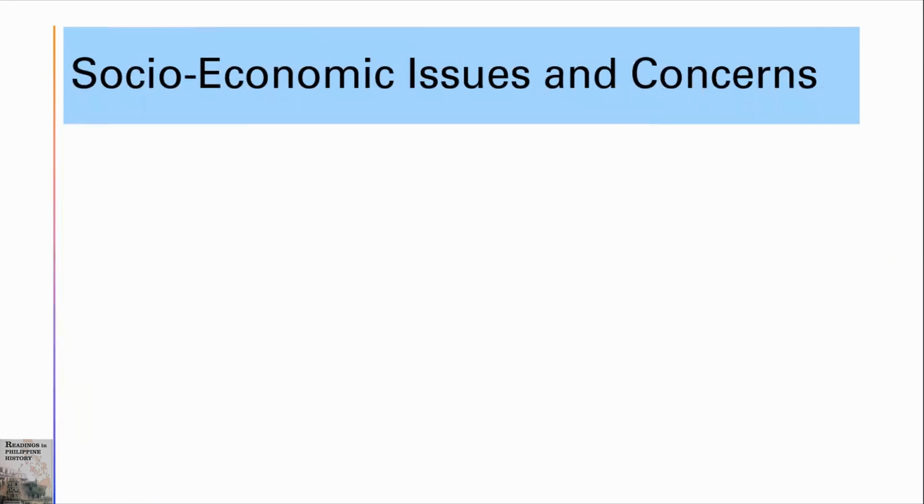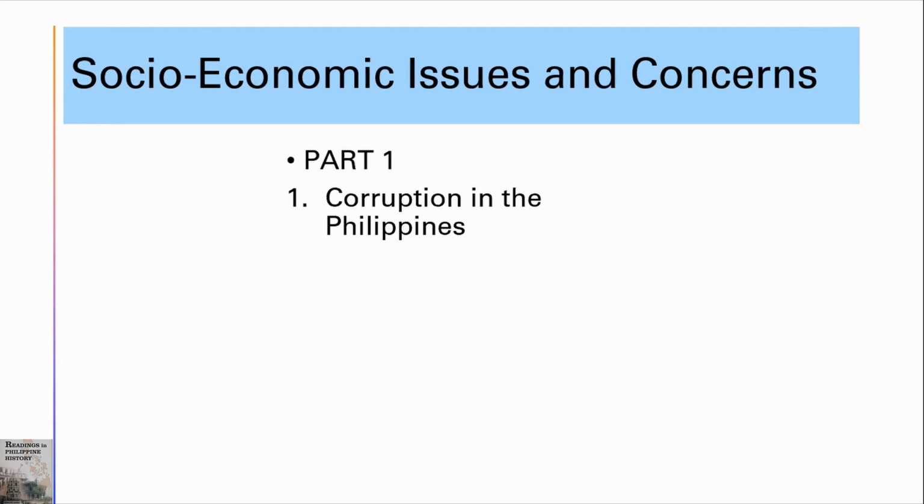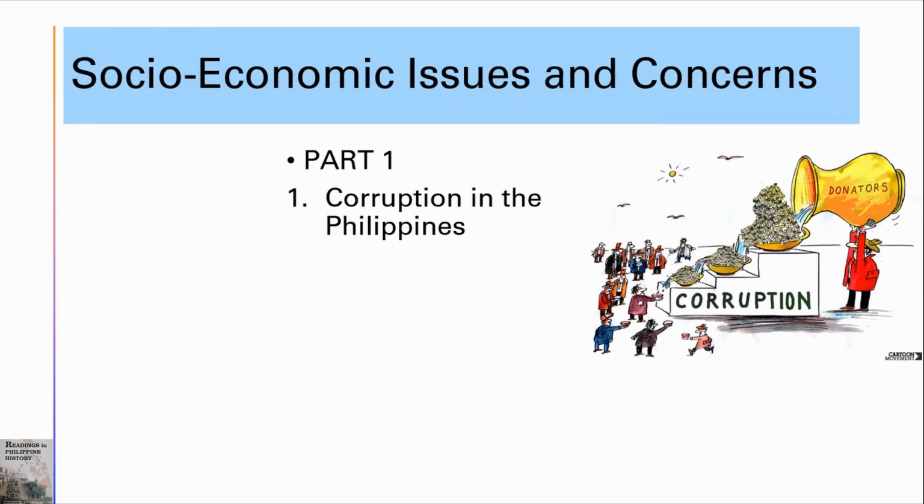So for this video, for today's discussion, I divided it into three parts. For this first part, we will be discussing corruption in the Philippines. Who doesn't know about that issue in the Philippines? So, the socio-economic issues and concerns. There are social issues that affect the economic conditions of the people, and therefore these two issues, the social and economic, are deemed combined.